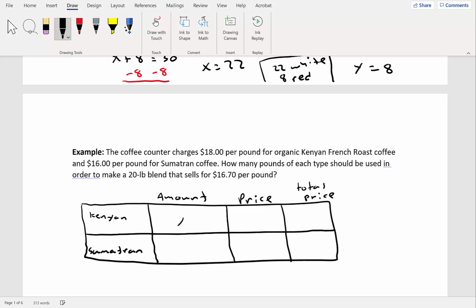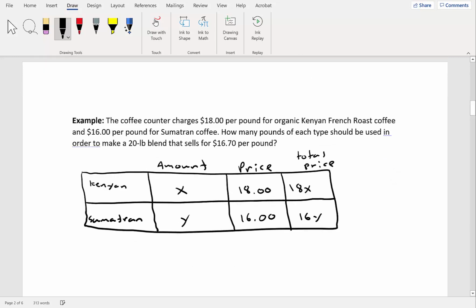Okay, so the amount, we'll let our first unknown be x. Second unknown, let's let that be y. Now the Kenyan French roast coffee sold for $18 a pound. The Sumatran sold for $16 a pound. So the total price here will be 18x, since we don't have any change there. Another one would be 16y.